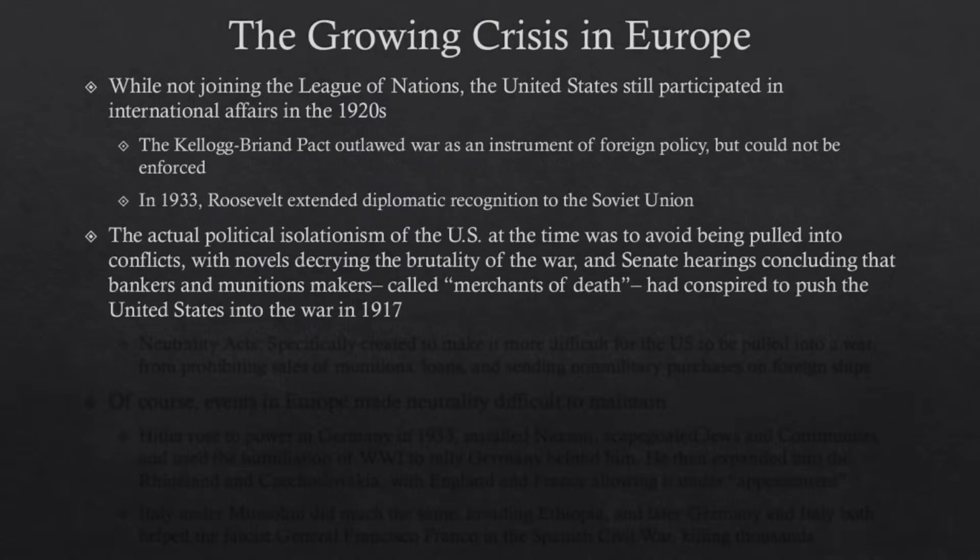There were all sorts of novels and other forms of literary work, movies and whatnot, decrying the brutality of the war, and even Senate hearings that said that bankers, ammunition makers, the merchants of death, had conspired with foreign powers to push the United States into war. And if they say bankers, they're talking about Jews, because anti-Semitism.